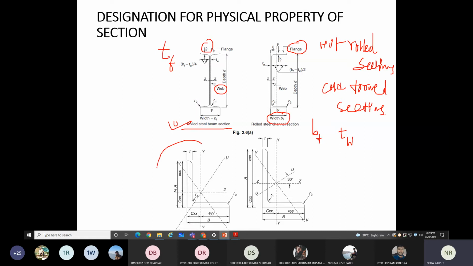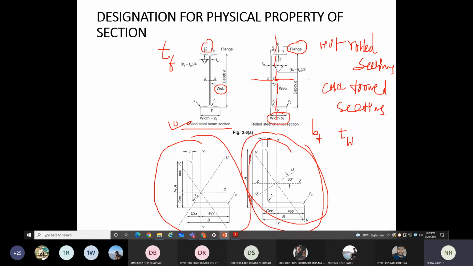This is called the angle section. See, this channel section is considered an unsymmetrical section because the CG of the section is passing away from the center. So here also this is called the unsymmetrical section. This one is also an unsymmetrical section.